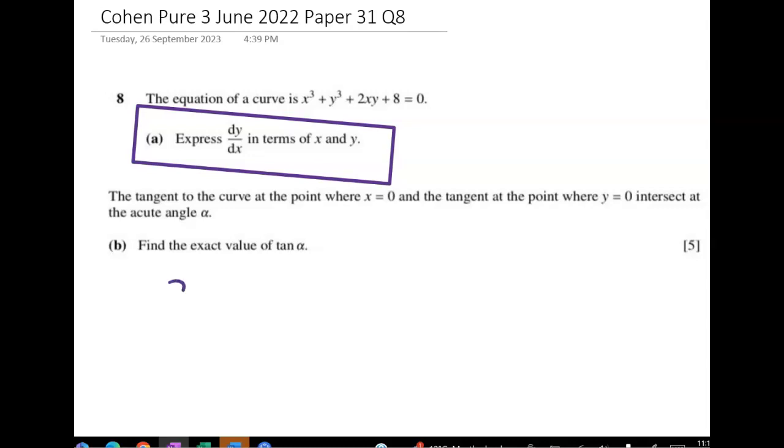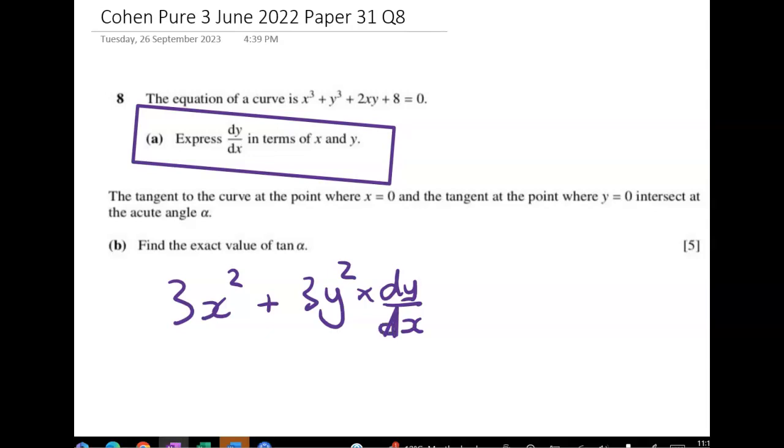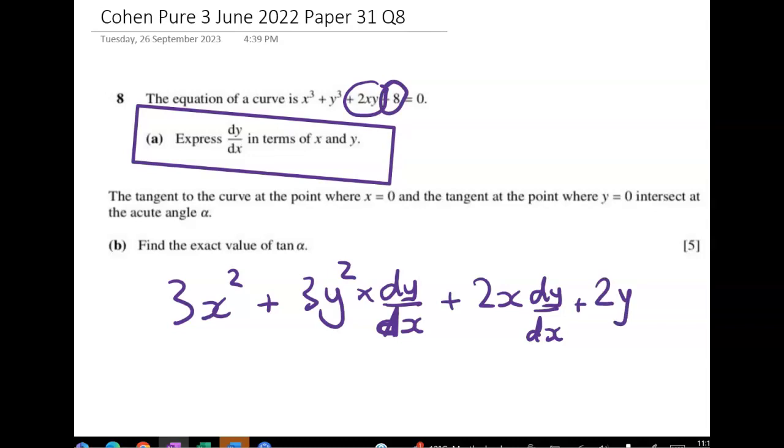So off we go. We get 3x squared plus 3y squared times dy by dx. So we're using the chain rule to help us differentiate with respect to x, and then we've got a product here, 2xy, so it's going to be 2x times dy by dx plus 2y. 8 differentiates to 0, and so does 0, so that's what we get there.